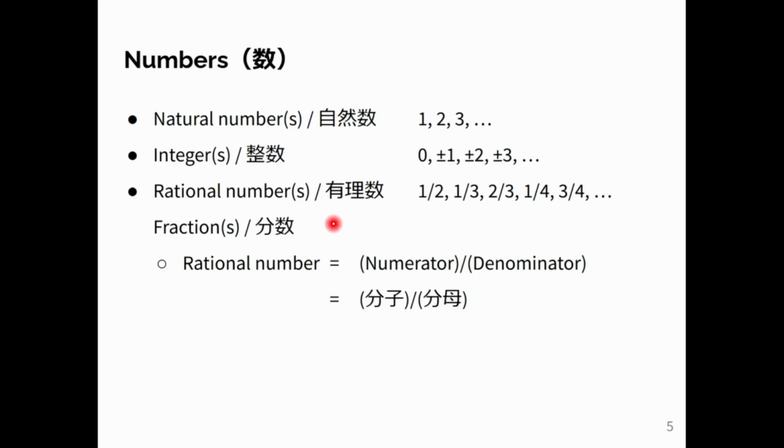The first one is the natural numbers, that is 自然数. And the second one is the integers. Integers are 整数. And the third one is the rational numbers. These are 有理数. You know 有理数 very well. And also, 有理数 is also called 分数, which is called fractions in English. And you know that a rational number has 分子 and 分母, right? And 分子 is called the numerator, and 分母 is called the denominator.